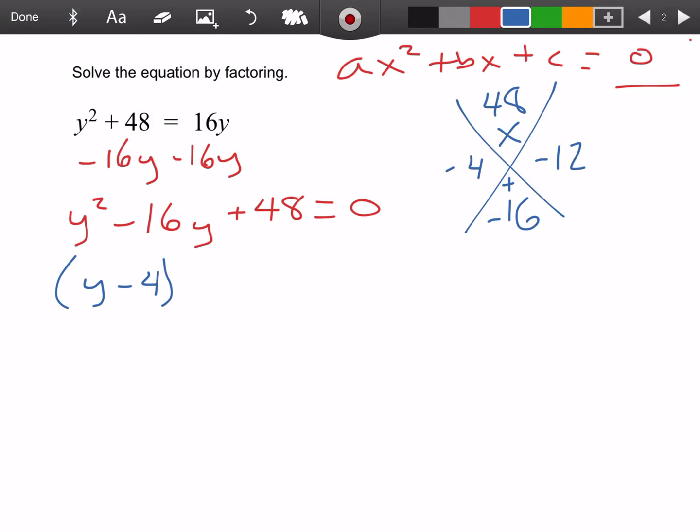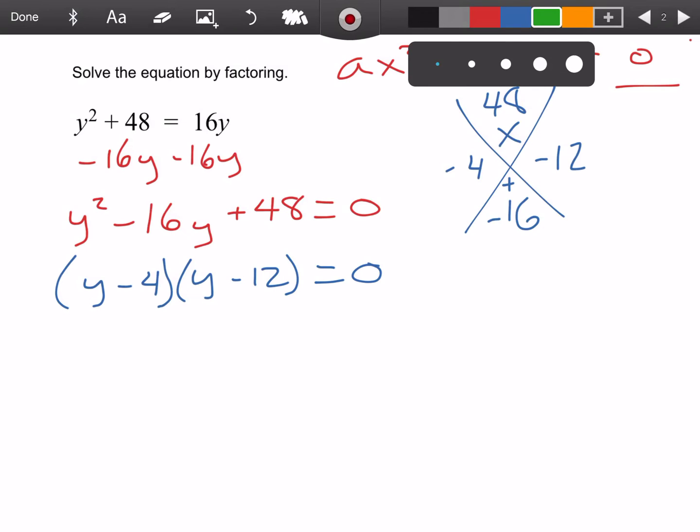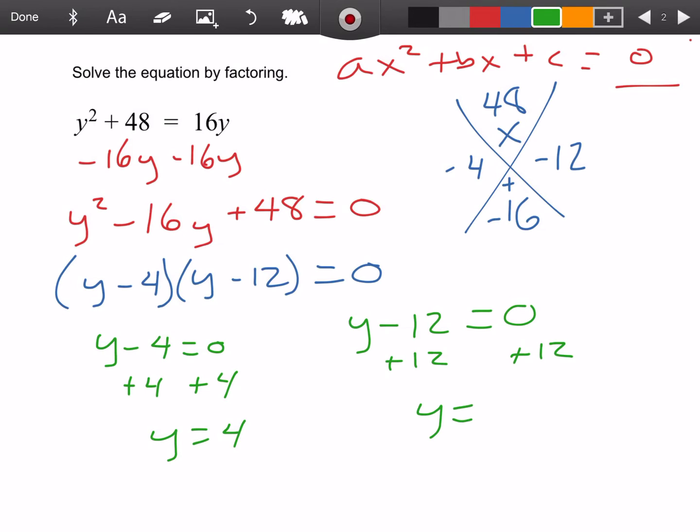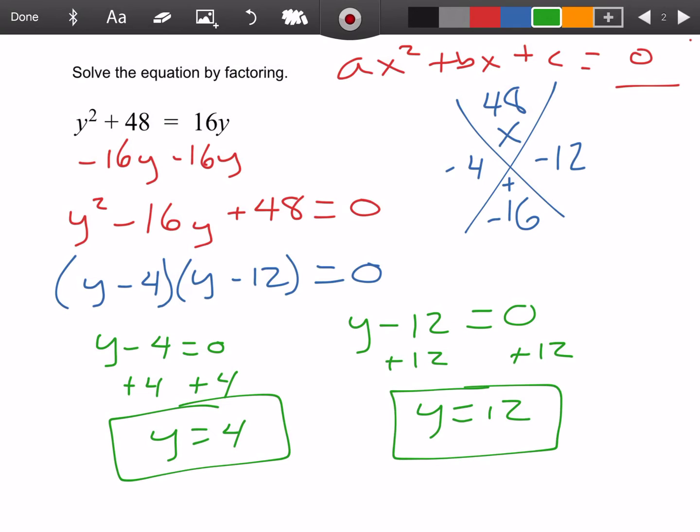So then we can split this up. We go y minus 4 times y minus 12 equals 0. Now it's in factored form. So then we use that zero product property. We just set each one equal to 0, like that. And then just simply add 4 on both sides, y equals 4. Add 12 on both sides, y equals 12. So those are our two answers to that equation.